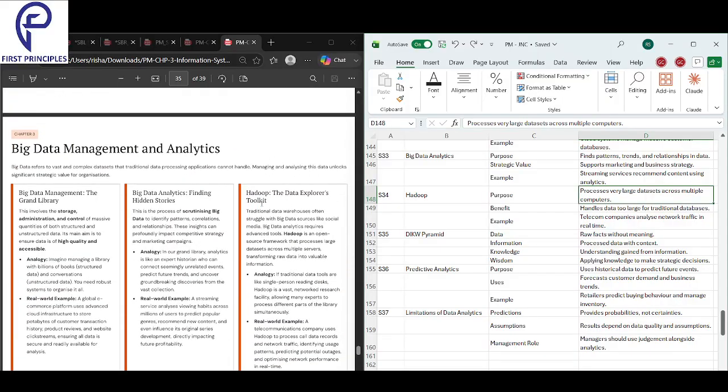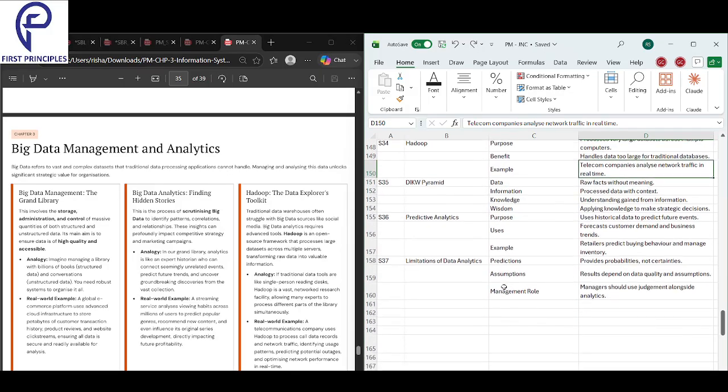Hadoop, the data explorer's toolkit. So they've spoken about Hadoop. Now, what is Hadoop? It processes very large data sets across multiple computers and handles large data from traditional databases. Telecom companies analyze network traffic in real time using Hadoop. Hadoop is an open source framework that processes very large data sets.